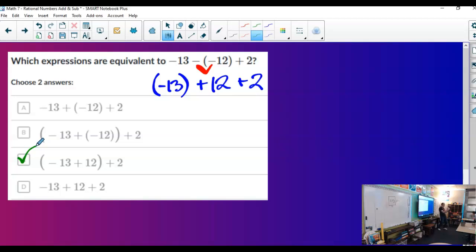The associative, because you're associating those numbers together. You're grouping them together. What is negative 13 plus 12? So this becomes -1 plus 2. What would that be? Just +1, right?